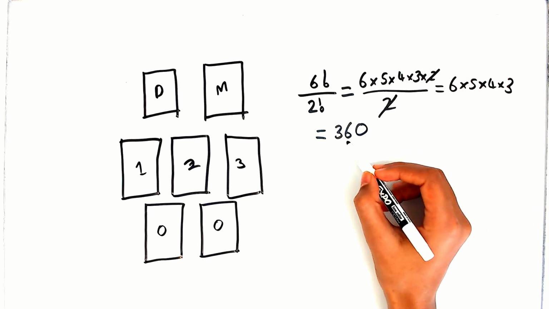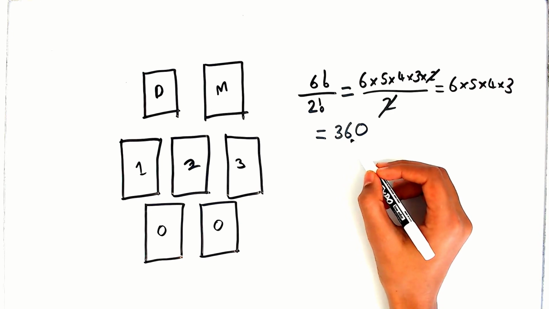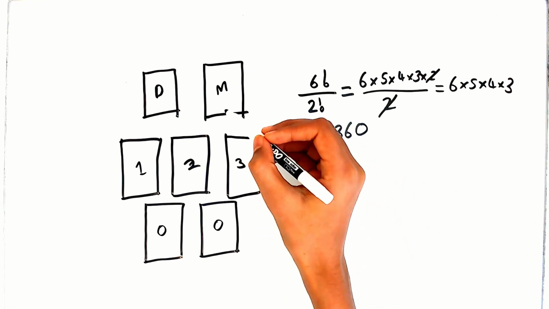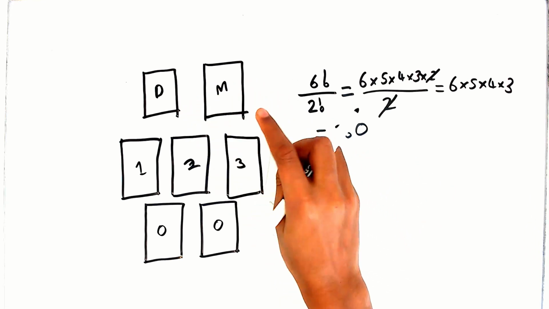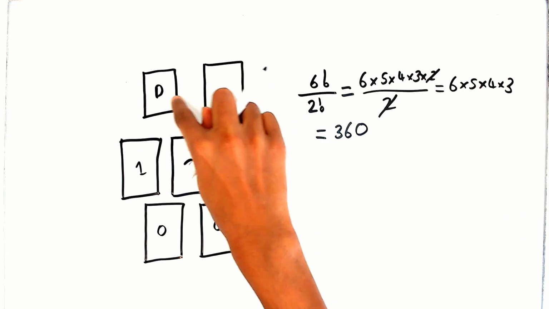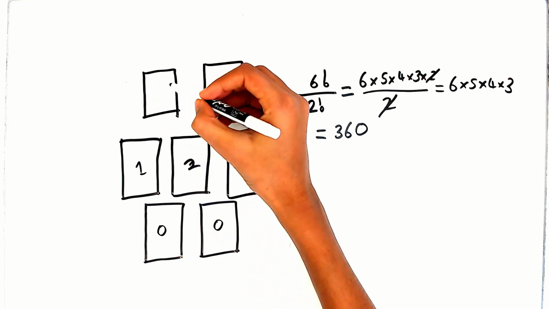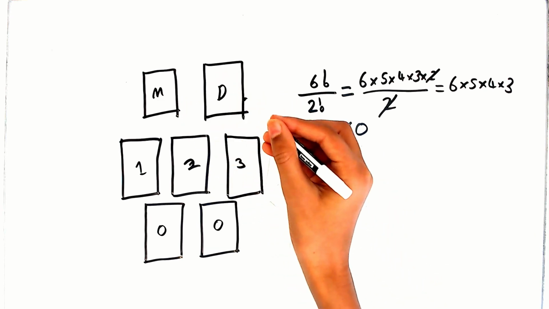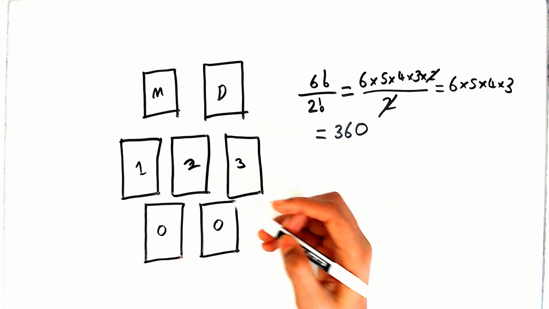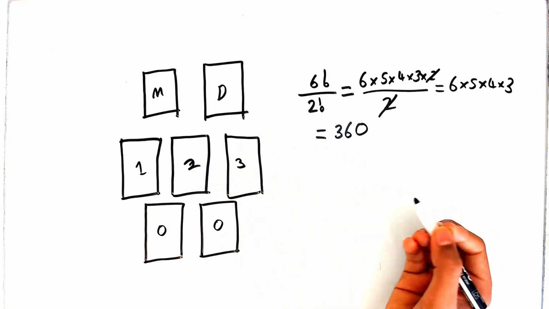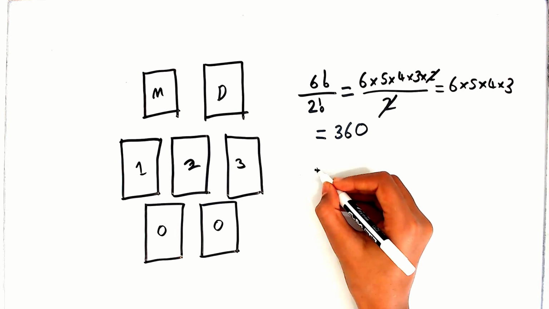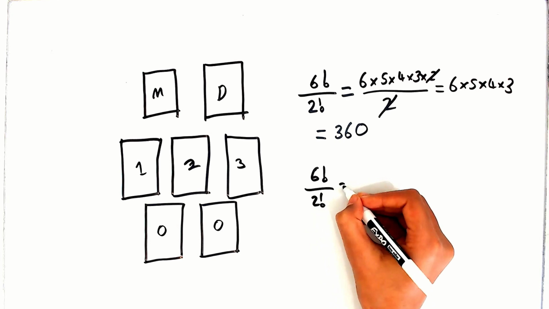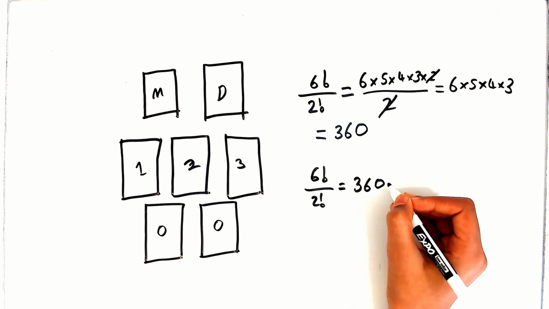So here, there are 360 possible ways everyone can be seated. But what if the mom was the driver? So here, let's erase the mom and the dad. So here, let's swap them, the mom and the dad. So if we switch them and do it, it would equal the same thing. It would still be 6 factorial divided by 2 factorial, which we know equals 360.